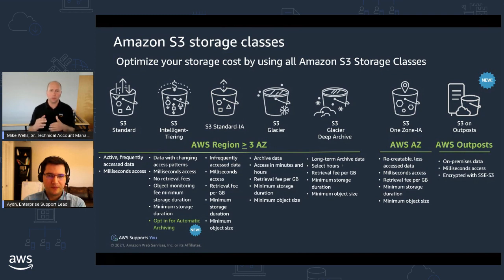The best way to lower your total storage cost is choosing the right storage class for your workload. S3 has a number of storage classes to choose from, whether you have demanding performance needs, data residency requirements, unknown access patterns, infrequently accessed data, or archival needs. S3 has a storage class that's optimized for your data access, durability, and cost needs. Aiden, can you talk about these Intelligent-Tiering archive access tiers?